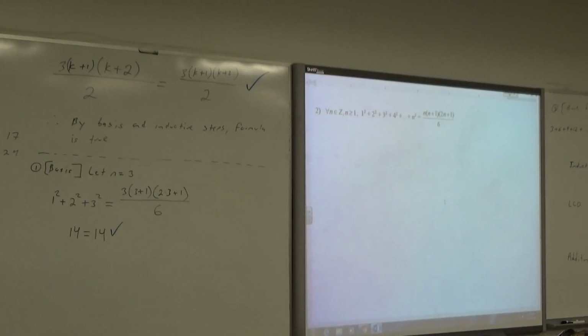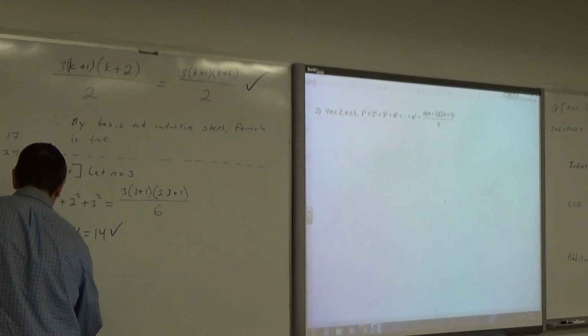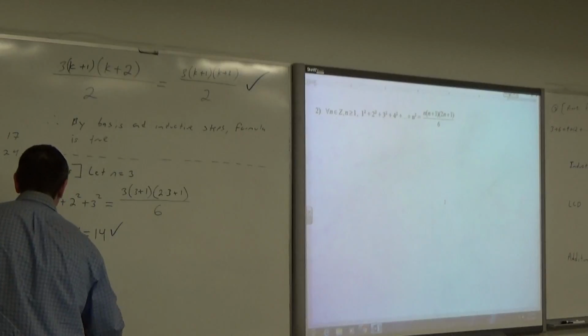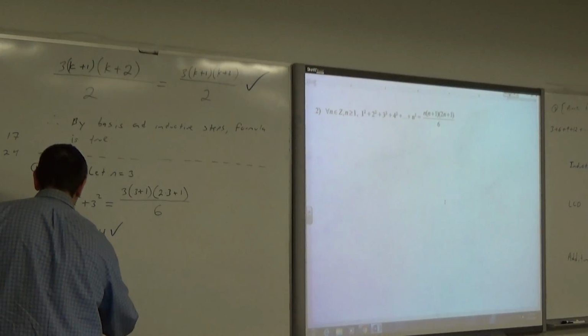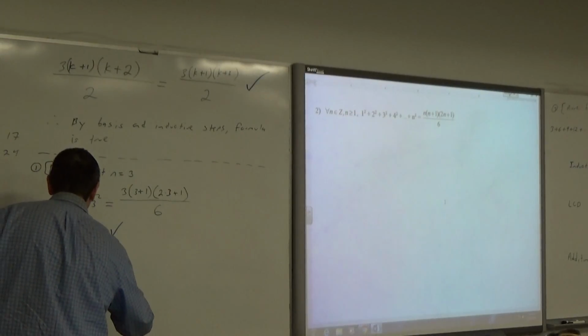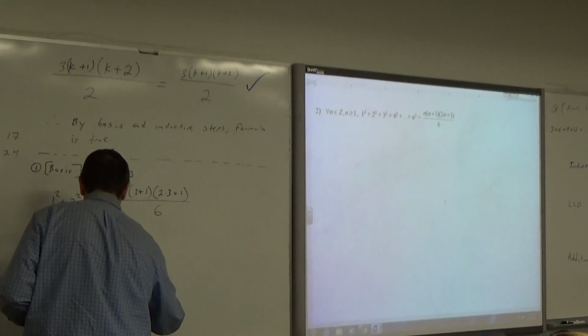All right. Step 2 is the inductive step. We have to assume that this holds true for n equals k. For the first couple of times, I'm just going to put this in brackets. This is the inductive hypothesis.